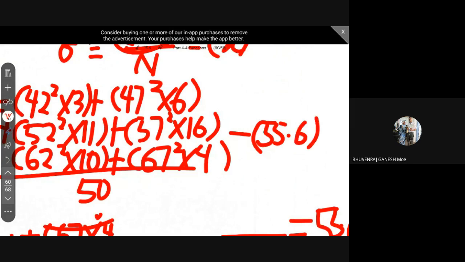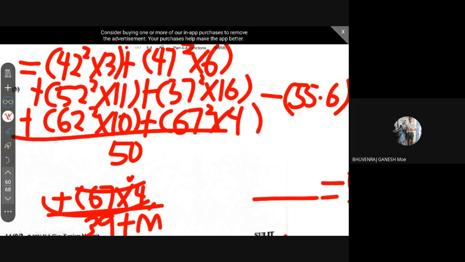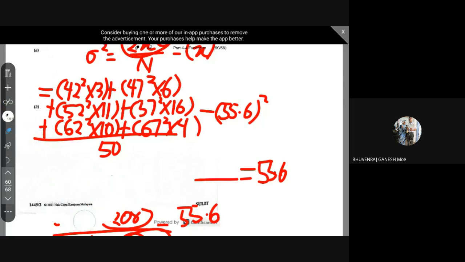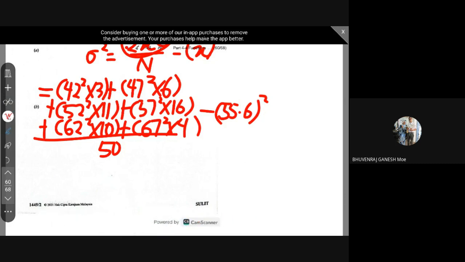55.6 squared. Okay, can anyone tell me what the final answer is? Just want to see whether you can get it or not, because if you get it, it means you didn't make a careless mistake. Oh, accurate, correct. 42.04, good.